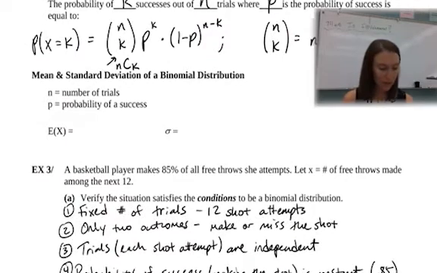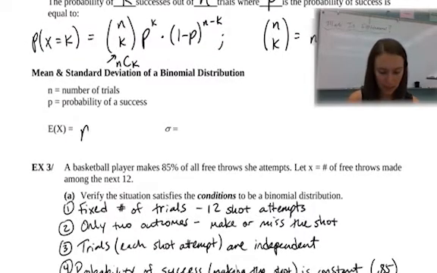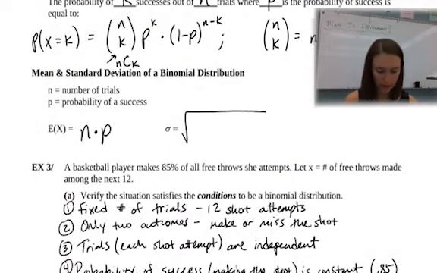Mean and standard deviation of a binomial distribution. The mean is N times P, and the standard deviation is the square root of N times P times 1 minus P.